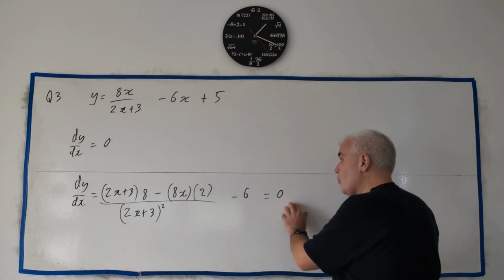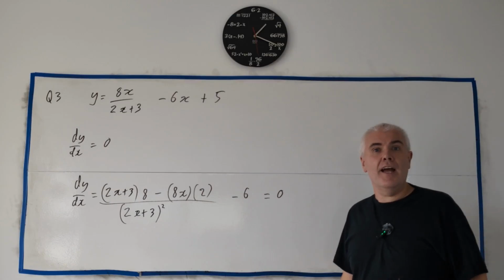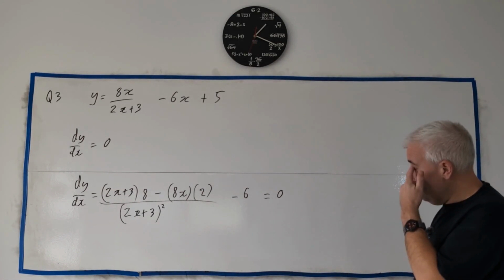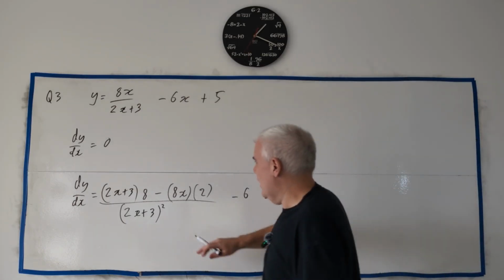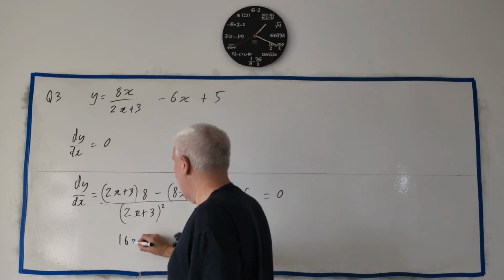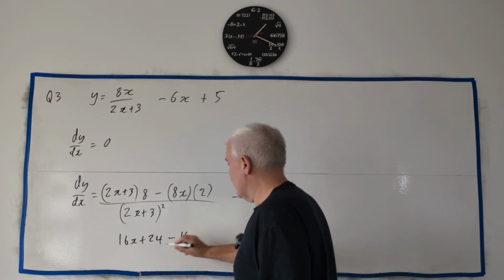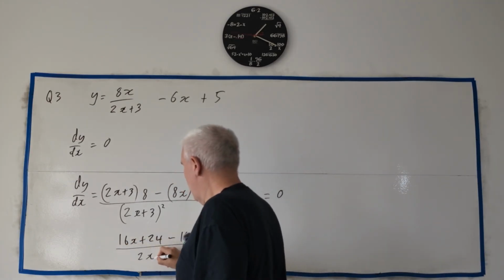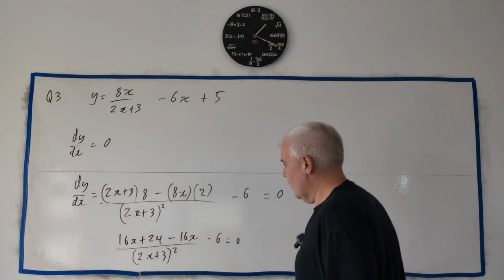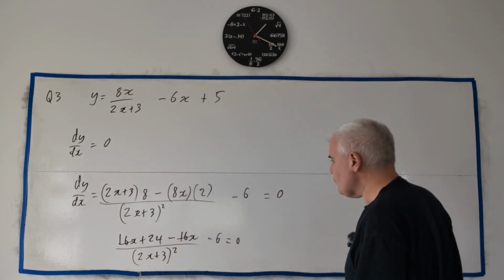We have an equation with 1 unknown. We can solve this and find our coordinates of the stationary points. So we're getting 2 answers. Okay, how do you do this? Well, let's clean it up first. This top row here, we have 60. Well, let's write it all out. (16x plus 24 minus 16x) all over (2x plus 3) squared, minus 6 equals 0. These 16s cancel. We're just left with 24 up here.